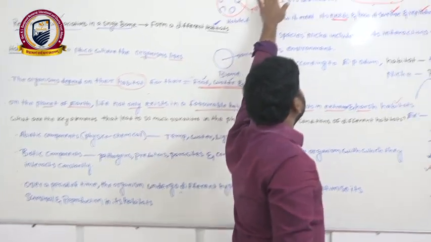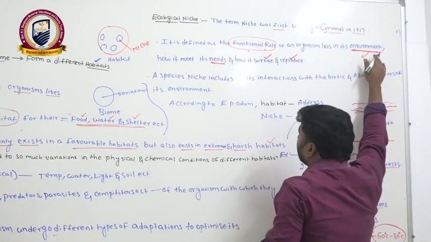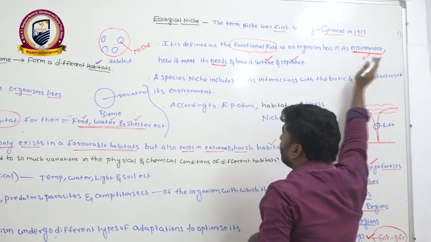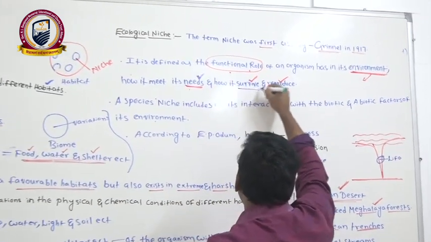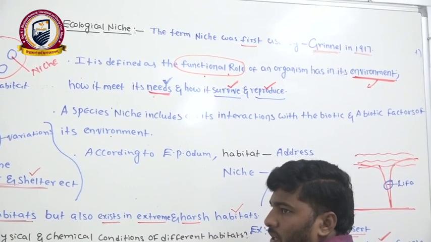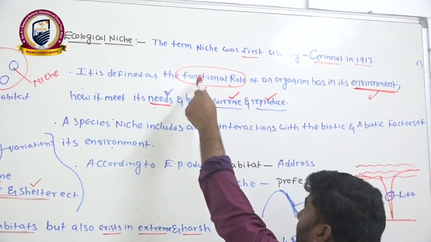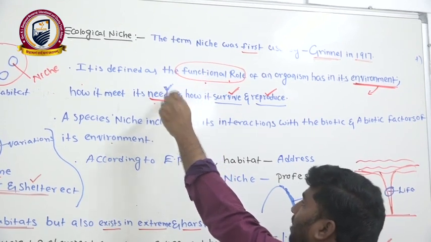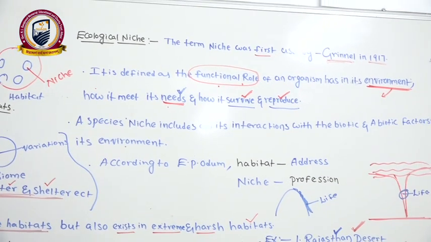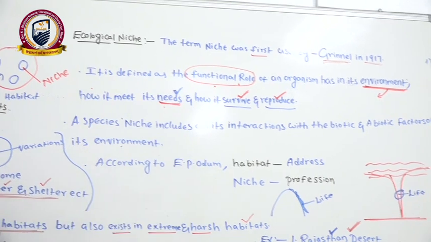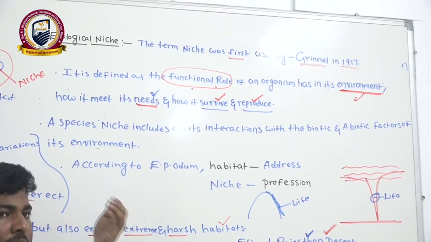Now we can see one more time. I tell you that niche is a functional role of an organism. Why are they functioning in their environment? The reason is to get their needs. What needs do they require? They need to survive. They need to reproduce in their environment. Whatever functions they are performing in their environment, those functions are nothing but a niche. Clear?